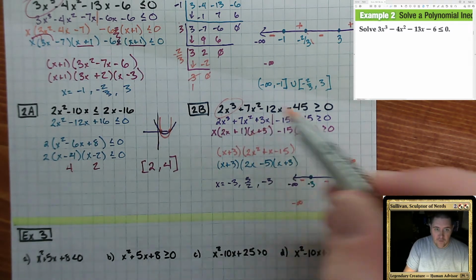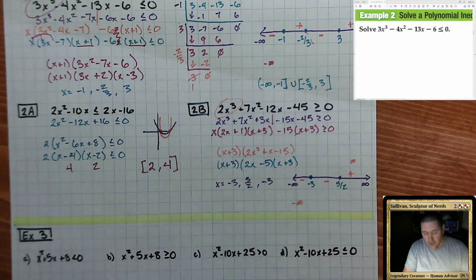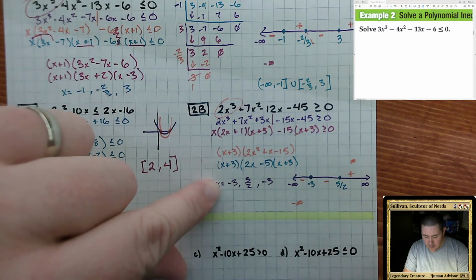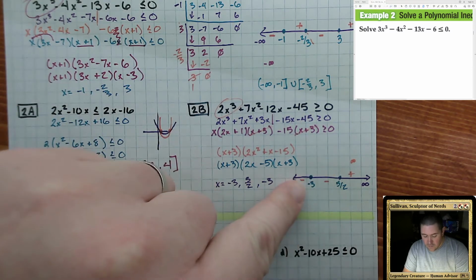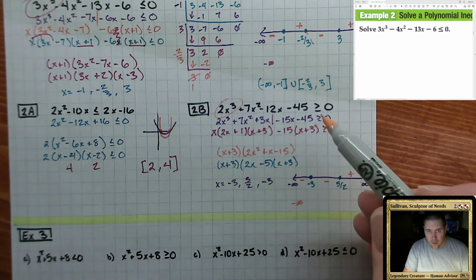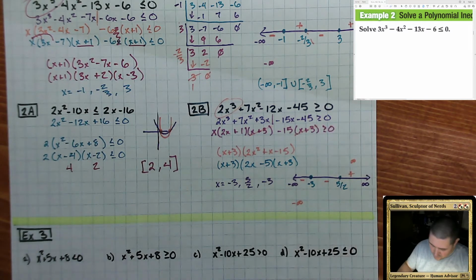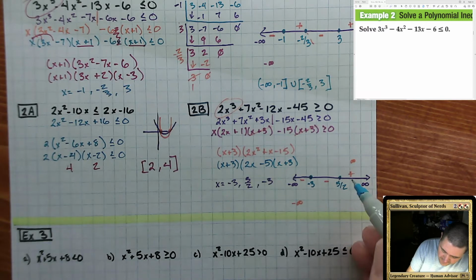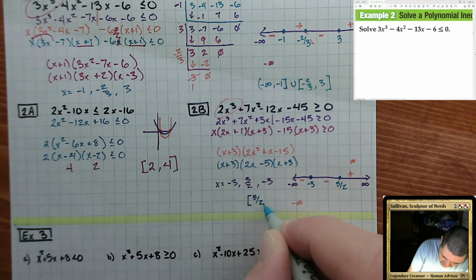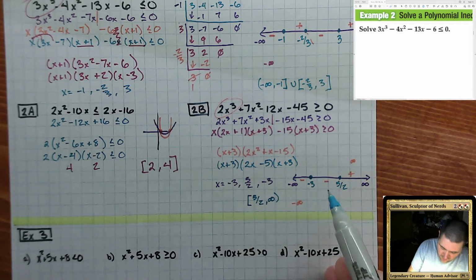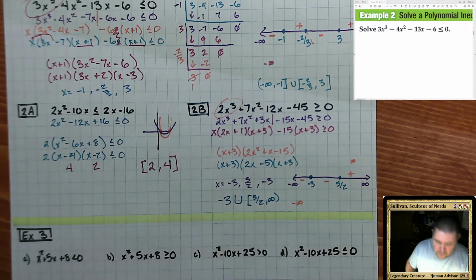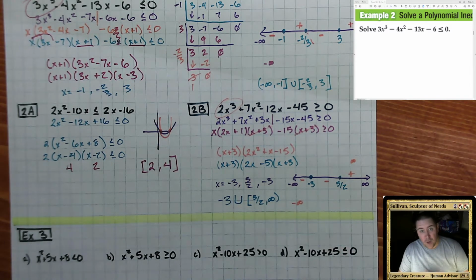So whether you do factoring, I'm just doing that to show you, you don't have to, or do synthetic. Either way, negative, negative, positive. If I want to know where this thing is greater than or equal to 0, that's important. It's greater than 0 from 5 halves to infinity, but it's equal to 0 at negative 3. So I have to include that one point.